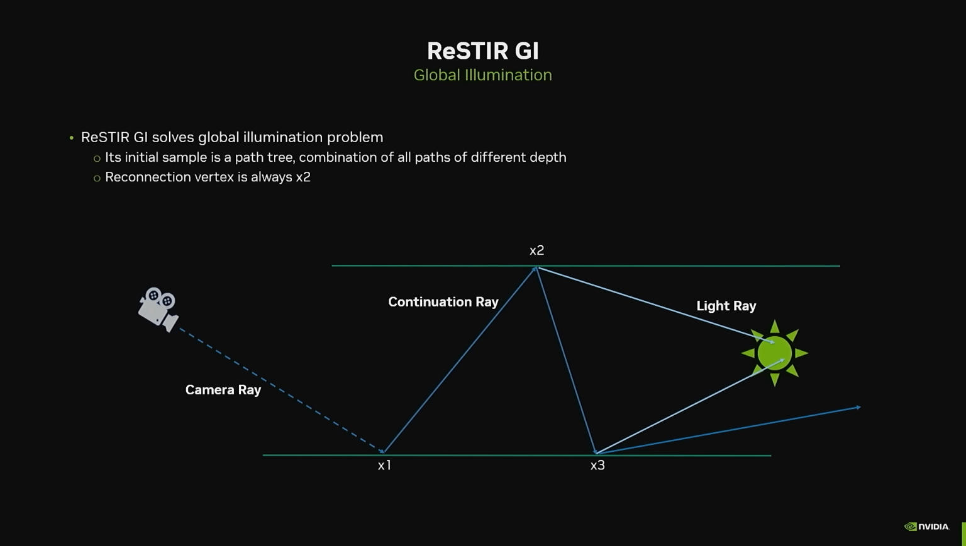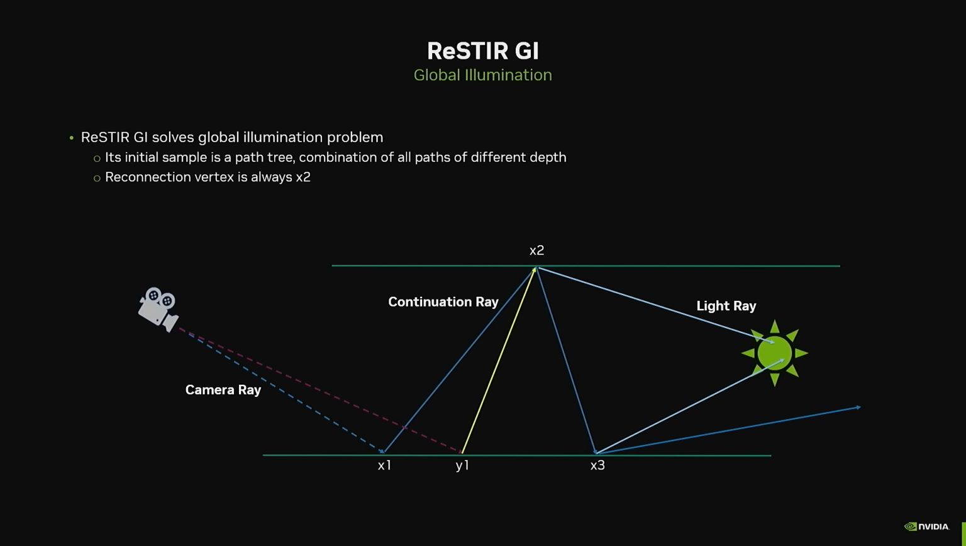ReSTIR GI is more complicated as it solves a more complicated problem, which is the global illumination problem. Its initial sample now is a path tree rather than a location. The path tree concept is a combination of all paths of different depths. Here, we exclude the path that counts the direct illumination depth because it's already counted in ReSTIR DI. And we also have this concept called the reconnection vertex. In ReSTIR GI, we hard-code it to be X2.